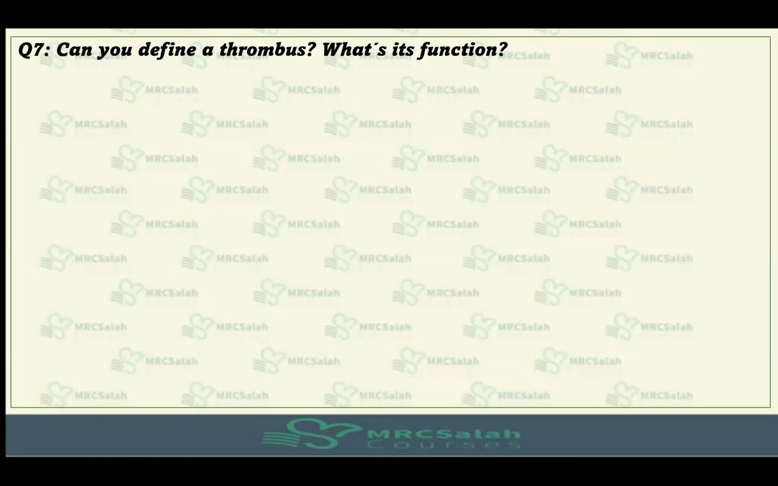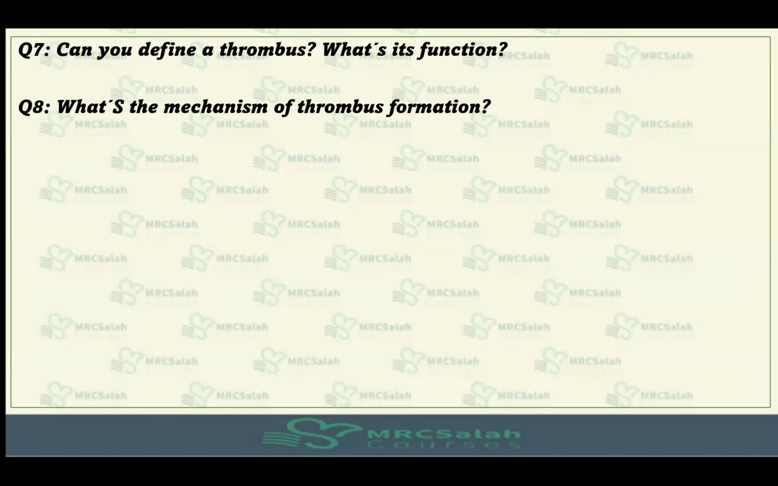Okay, great. So next question. What is the mechanism of thrombus formation? Can you first tell me what is meant by thrombosis itself? Thrombosis is a solid material that's formed from the blood constituents. And what's the function of a thrombus? It prevents bleeding. Yes, great.